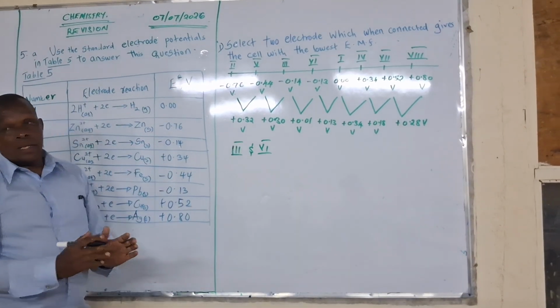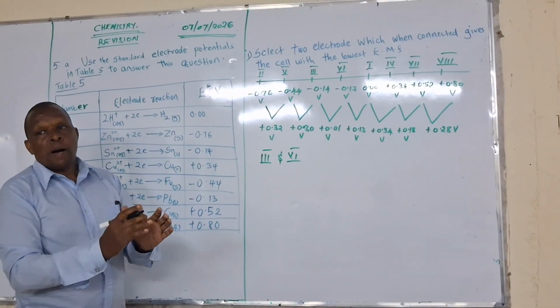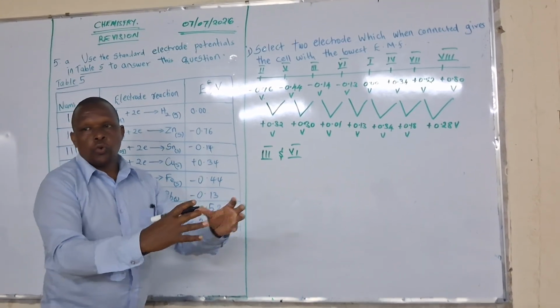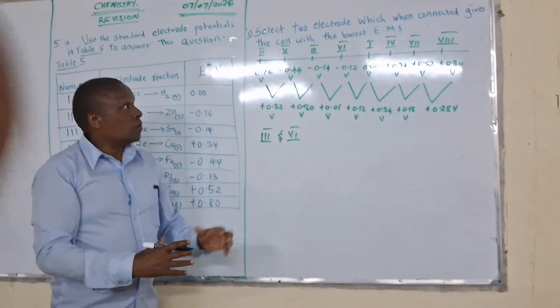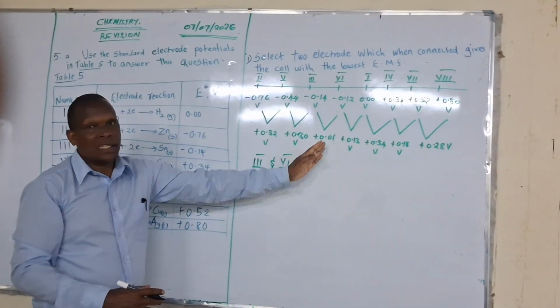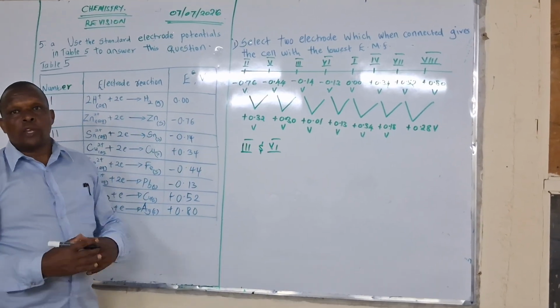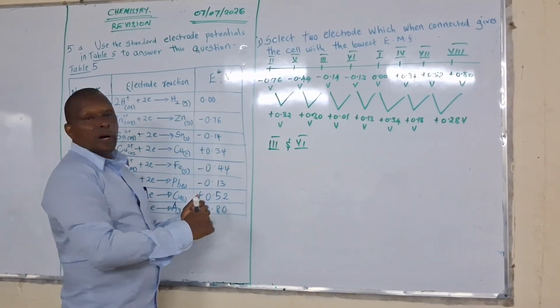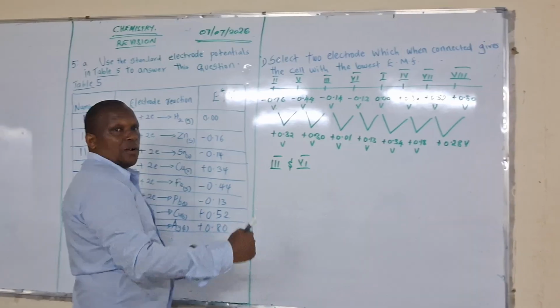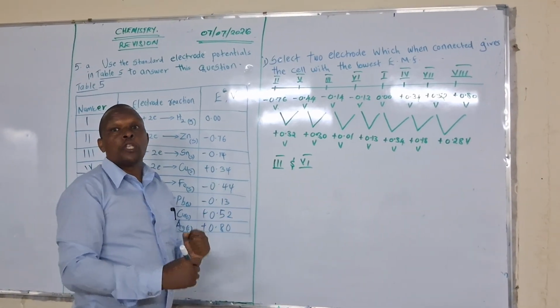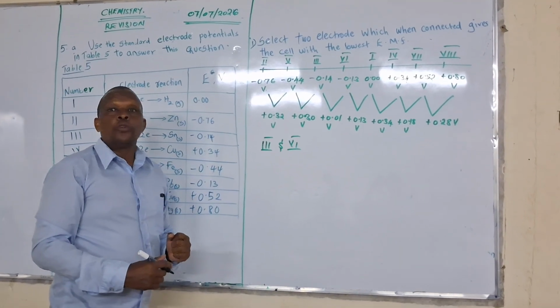A cell is formed by combining two half cells. So we have two half cells, and this one is giving us the lowest EMF. If it was the highest EMF, it would have been very simple. You look for the one which is on the far right and the one which is on the far left. But for the lowest, you have to do calculation.